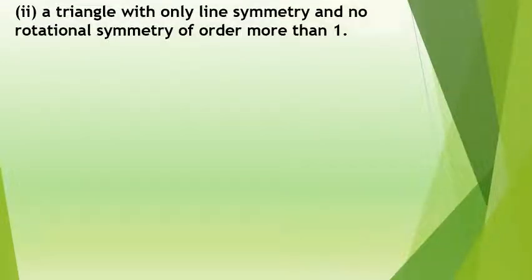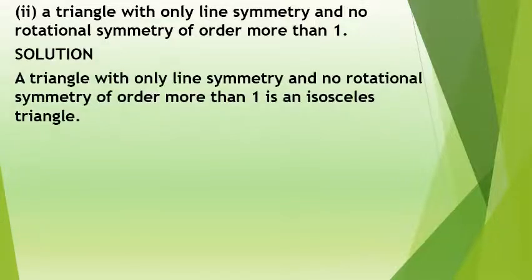A triangle with only line symmetry and no rotational symmetry of order more than 1. Yes, in an isosceles triangle we have only line symmetry and rotational symmetry of order not more than 1. Not more than 1 means the order of rotational symmetry is 1 only. Isosceles triangle has 1 line of symmetry, and the order of rotational symmetry is also 1. That means no rotational symmetry of order more than 1.